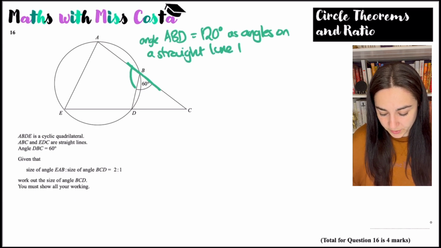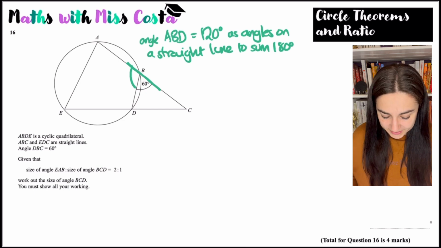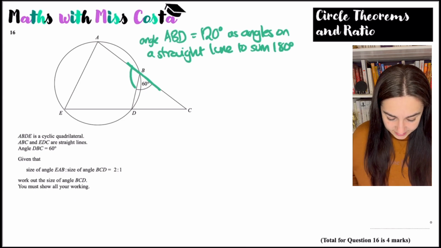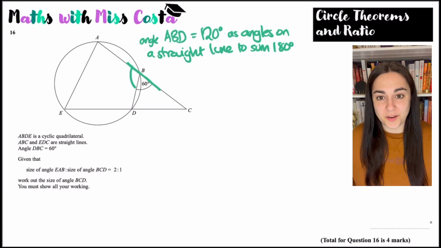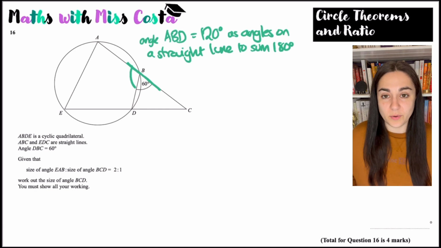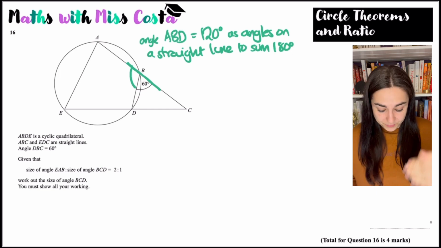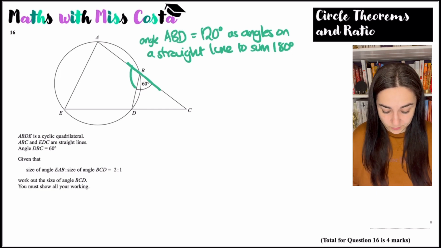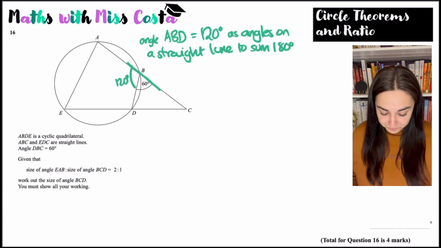Now, because this is a circle theorem question, anything that has angles or circle theorems, you're going to want to show all of your working and all of your reasoning. So all of the angle rules that you know. The only way you could have figured out that this angle is 120 is by knowing that angles on a straight line add up to 180 degrees. So just write it down.